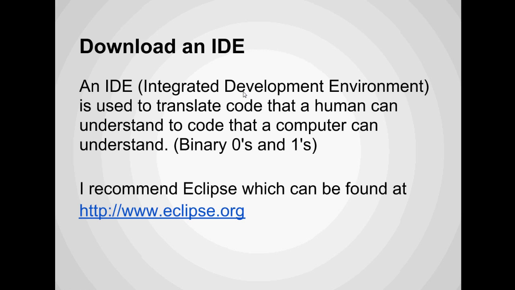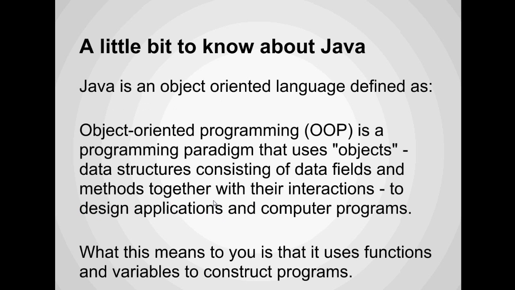First step would be to download an IDE. An IDE is an integrated development environment which is used to translate code that humans can understand into code that computers can understand, which would be binary, which is zeros and ones. I recommend that you use Eclipse, which can be found at www.eclipse.org, which can be found in the description.